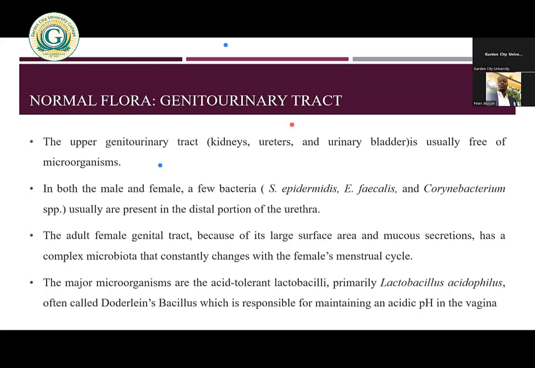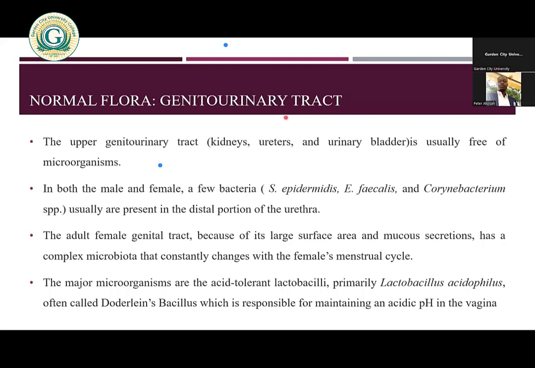And the genital tract, because of its large surface area and mucous secretions, has a complex microbiota. It is one of the parts of the body with the highest amount of normal flora, because of the large surface area, the moisture, and the mucous secretions. Remember, we said that anywhere there is water, microorganisms will like to grow. So because of the relatively moist environment in and around the genital tract, microorganisms will like to grow.